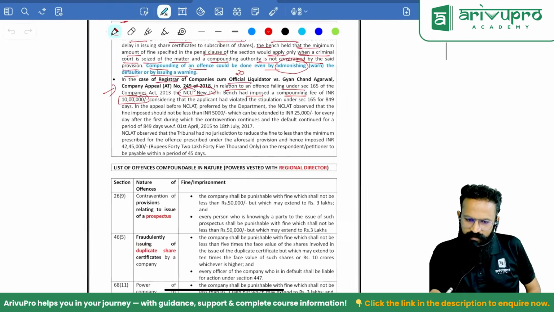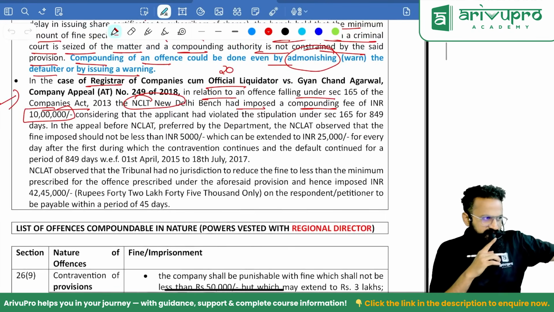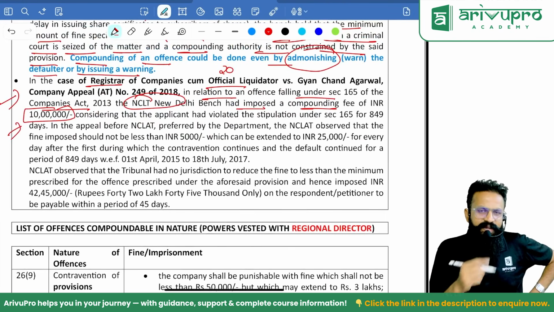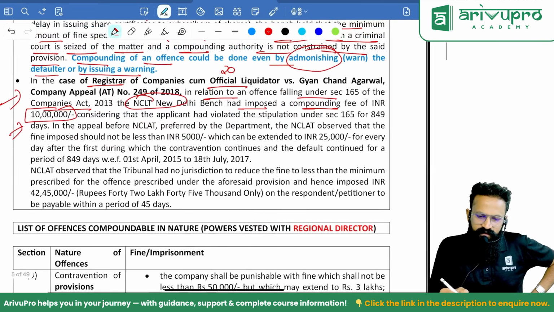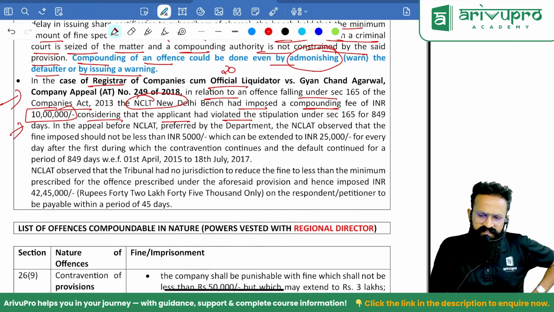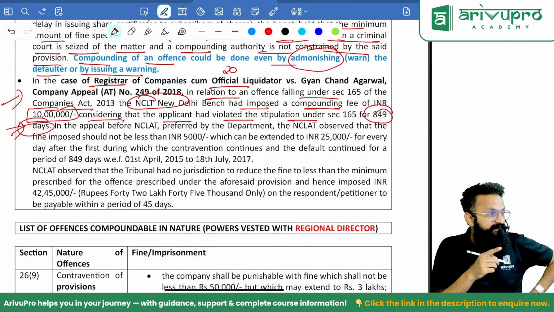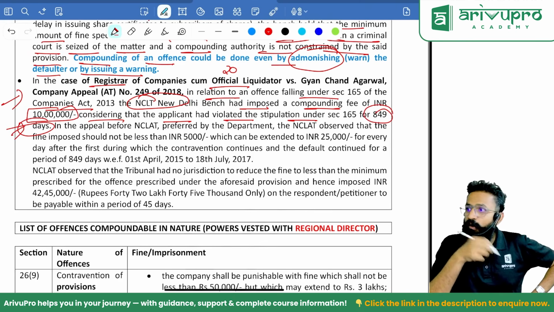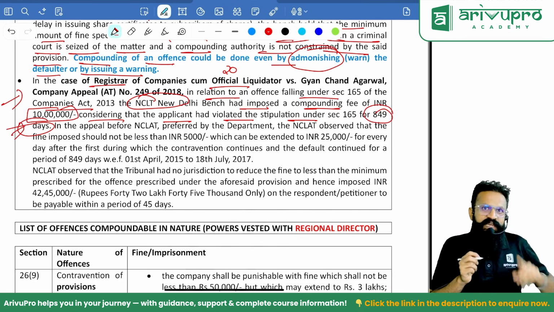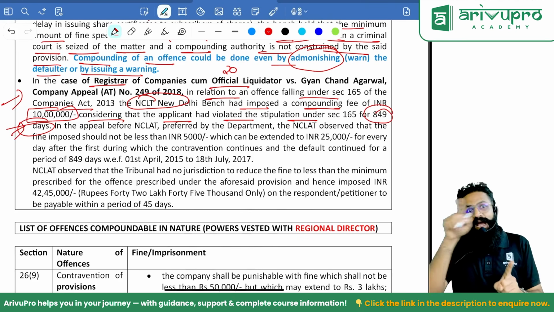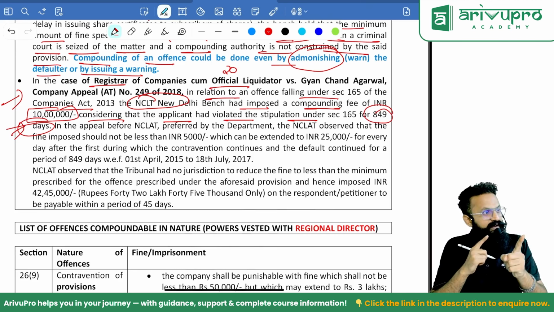So now understood. Yes, a non-compliance. So NCLT has given a penalty of 10 lakh rupees, considering that the applicant had violated the stipulation under section 165 for 849 days. Now, what is given in section 165? Minimum is 5,000 rupees per day. Maximum is 25,000 rupees per day.